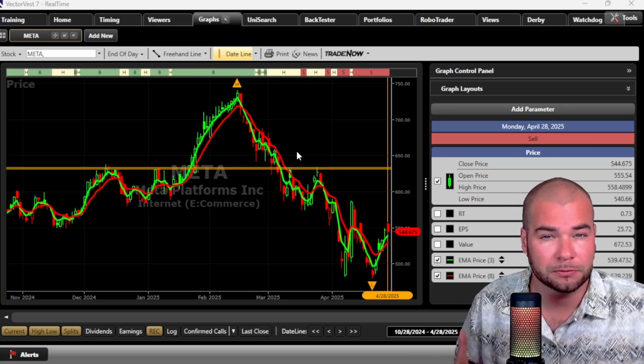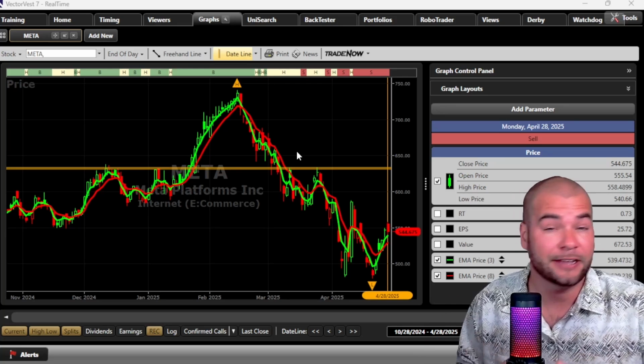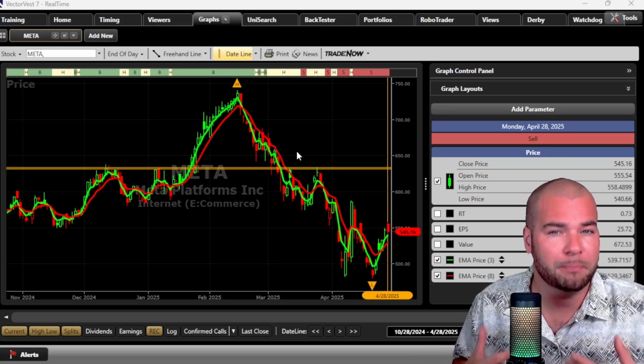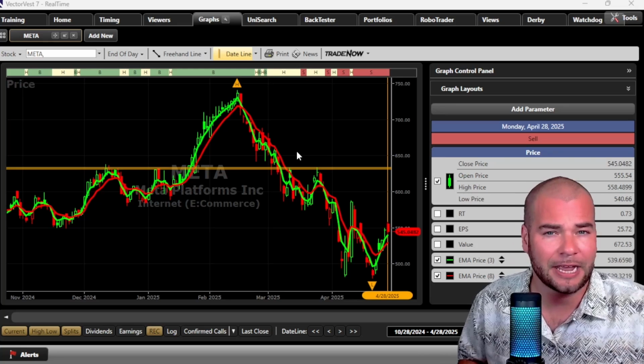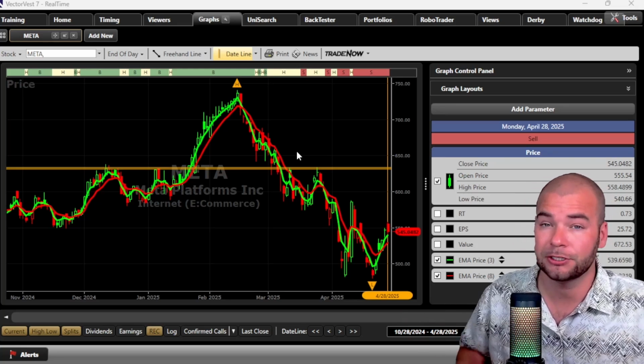Now, if you're a longer term trader, you could do something like the 50-day and 200-day moving average to give you a better sense of the long-term trend of a position, and if it's still a good idea to be bullish or bearish on that position.